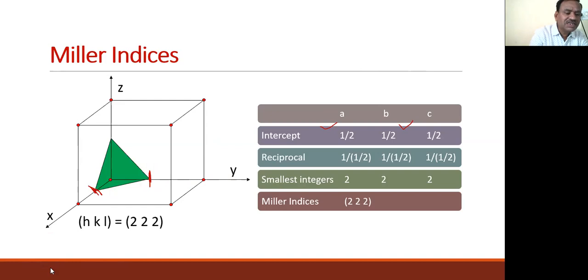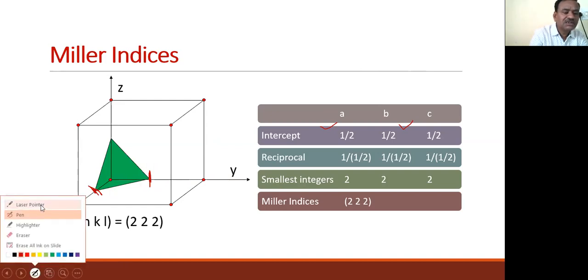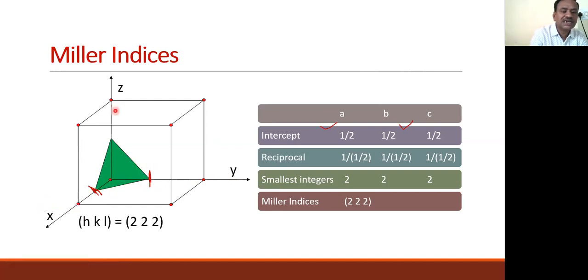Similarly, along the z-axis, this is the z-axis. Here is the origin. The next lattice point is here. Here it is C. From here to here, from the origin, it is C. But now it is intercepted in the middle. So this value is also what? 1 by 2.